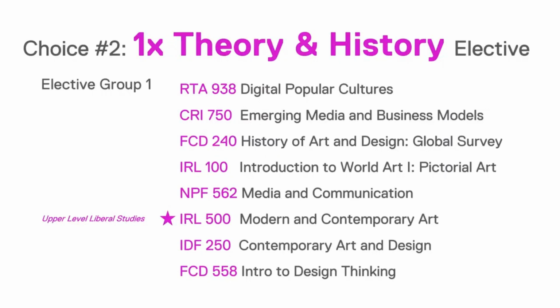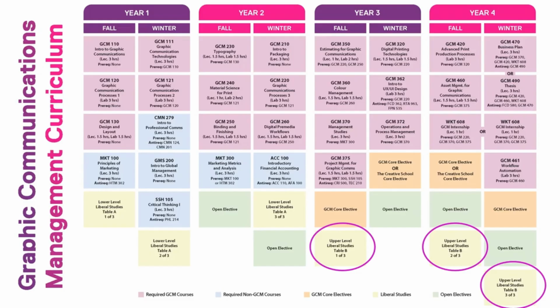You also need 3 upper level liberals. We talked a little bit about upper level liberals when we were talking about Communication 601, and these are generally taken in 3rd and 4th year. IRL 500 counts towards those, so that might be a good option if you like learning about modern art and design. Here's where the upper level liberals appear in the GCM curriculum plan. Now, if you run out of upper level liberals, you might be able to redirect some courses into an open elective spot, but that requires, again, some forms and some approvals and some review. So talk to your academic advisor if that's something you feel you might need.